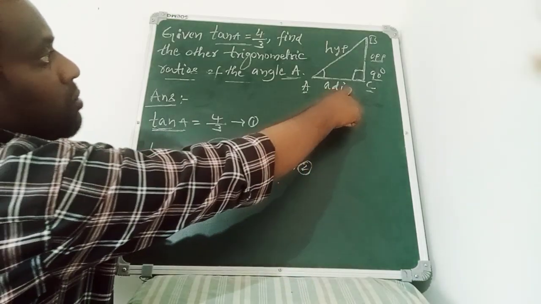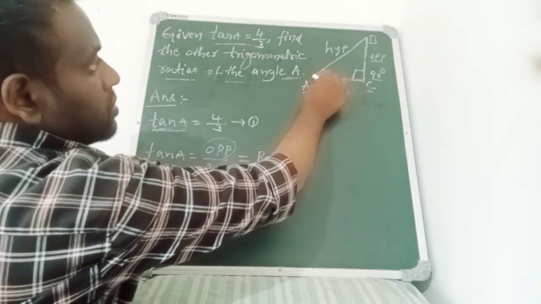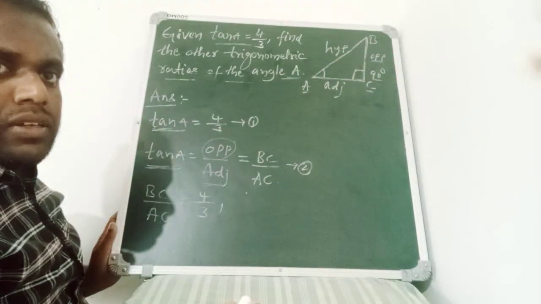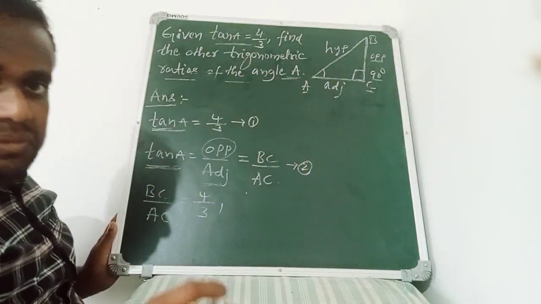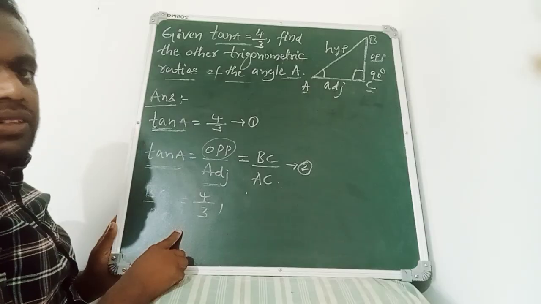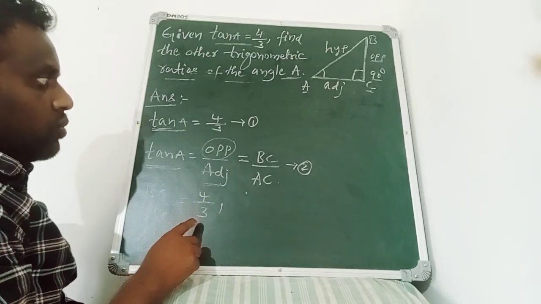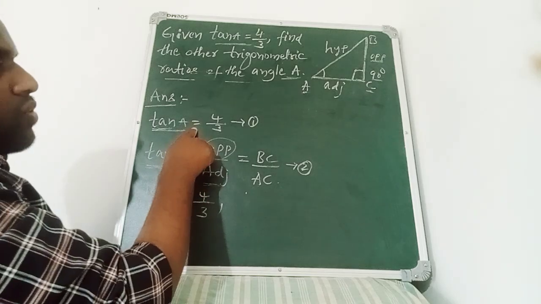So, if you want to find BC is equal to something, we see in the diagram also they have not given side lengths. AC is how much, not given, BC also not given. Side lengths are not given in the diagram. Only ratio is given. BC by AC is 4 by 3. Okay. We got the ratio using this formula.